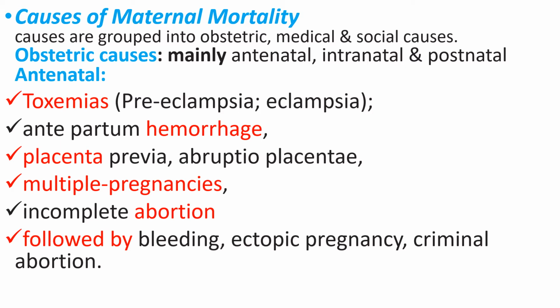Causes of maternal mortality. Causes are grouped into obstetric, medical, and social. Obstetric causes are mainly antenatal, intranatal, and postnatal. What are the antenatal causes? They are toxemias, hemorrhage, multiple pregnancy, abortion followed by bleeding, ectopic pregnancy, and criminal abortion. So, toxemia, either preeclampsia or eclampsia; antepartum hemorrhage, placenta previa, abruptio placenta; multiple pregnancies; incomplete abortion, then bleeding; ectopic pregnancy; and criminal abortion.